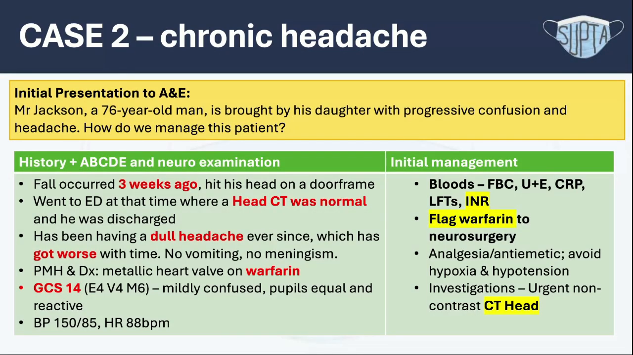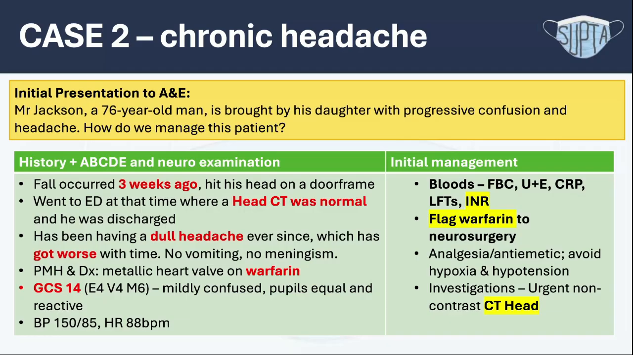Since then, though, he has had a dull headache that has gradually become worse over time. He has no vomiting, no meningism. Meningism pretty much refers to the signs and symptoms that mimic meningitis, things like neck stiffness, headache, fever, photophobia, etc., without actual inflammation or infection of the meninges. So no obvious signs suggesting meningeal irritation here.